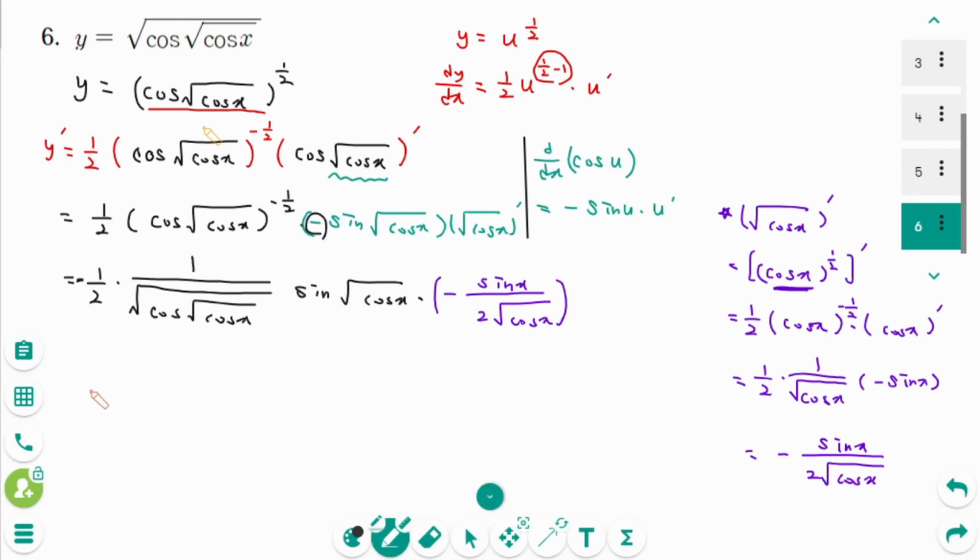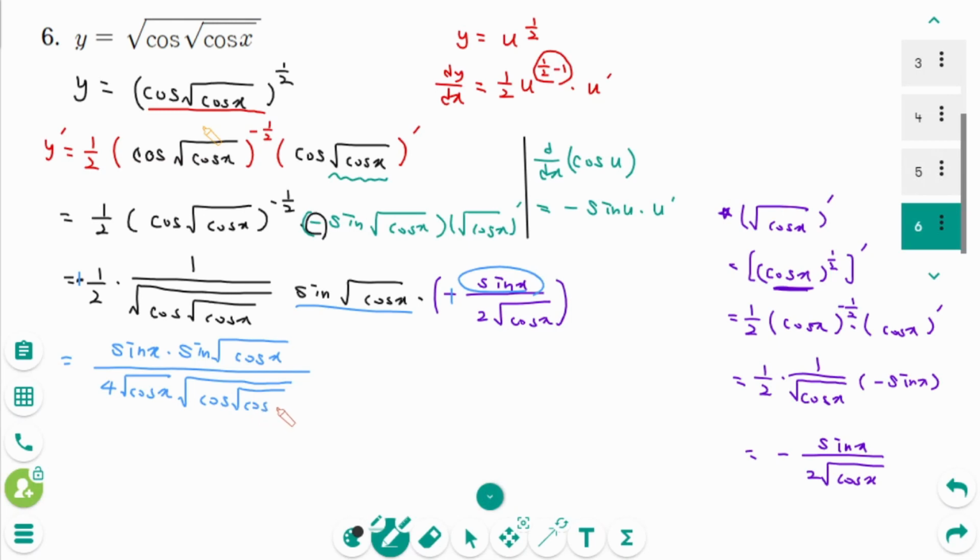The final answer is positive sine x times sine square root of cosine x over 4 square root of cosine x times square root of cosine x.